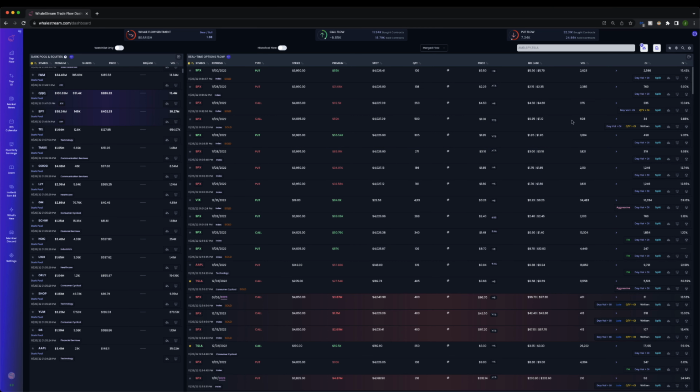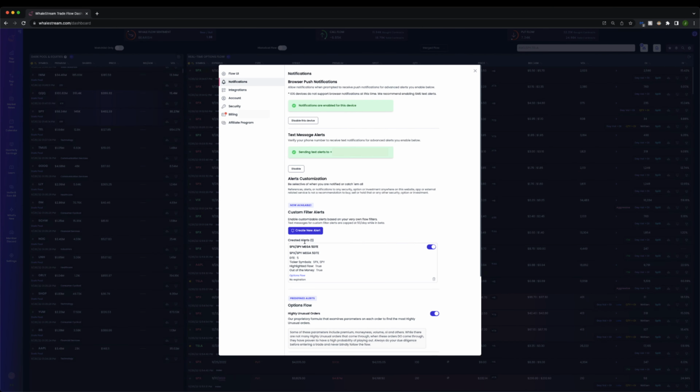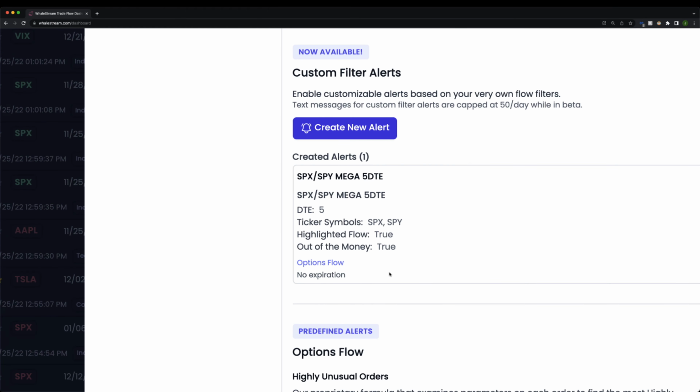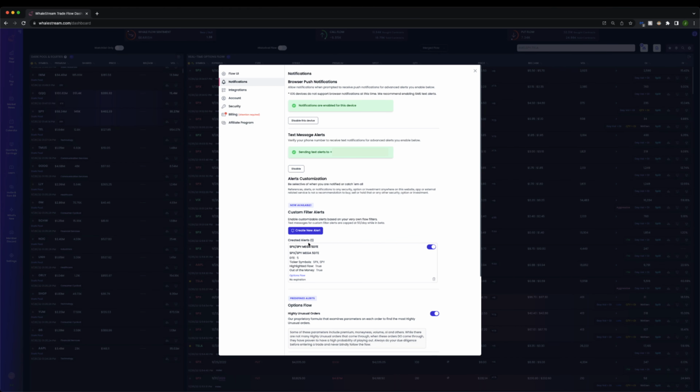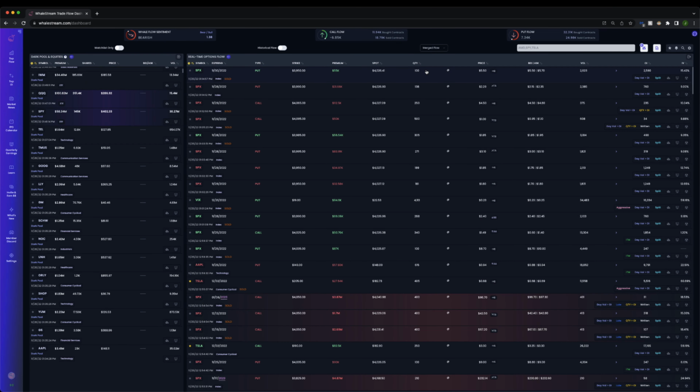You can also set notifications with that. So you can see I have notifications set for SPY and SPX mega 5-day expiration. So things over $1 million out of the money that expire within 5 days.